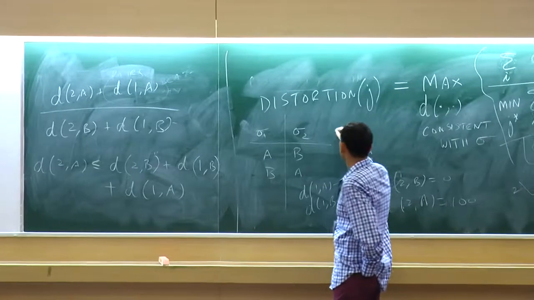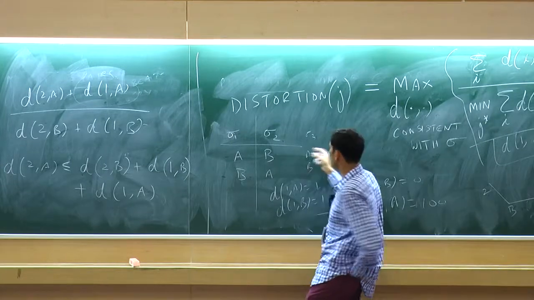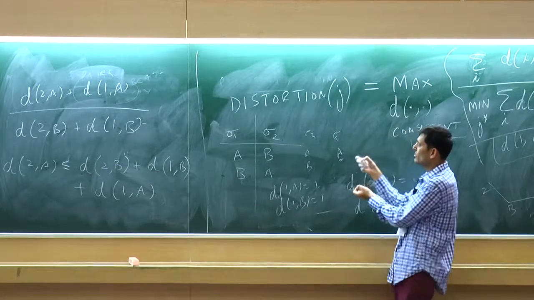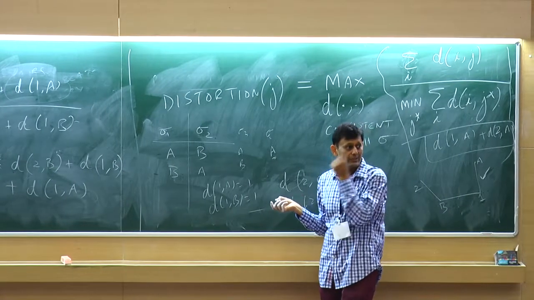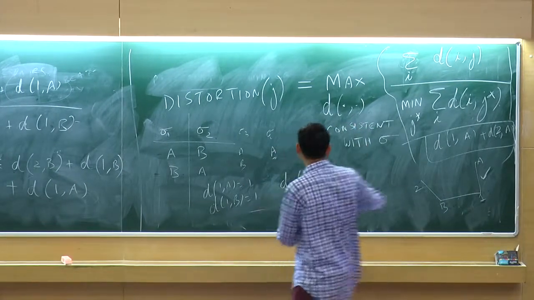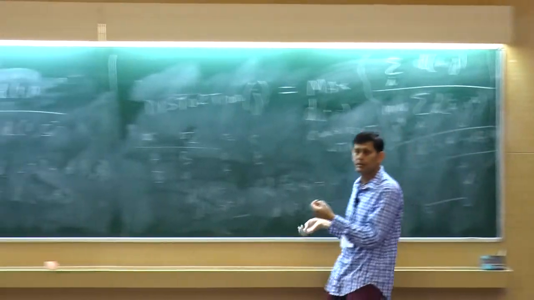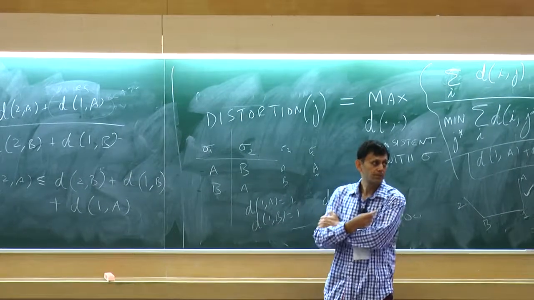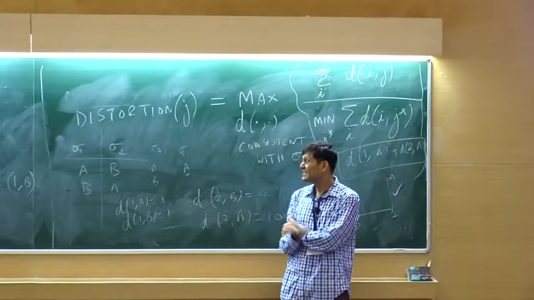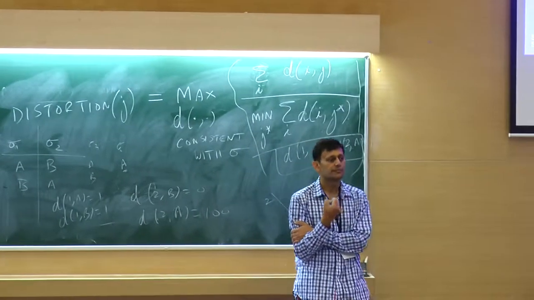I could have had sigma 3, which looks like sigma 1, then sigma 4, which looks like sigma 2, then sigma 5, which looks like sigma 1, sigma 6, which looks like sigma 4, and so on, right? And as long as I'm comparing A and B, and notice here I'm only comparing A and B, it won't really matter that I had many, many copies of these. The same argument would basically apply. And so hence, if A is a Condorcet winner, it could have distortion at most 3.